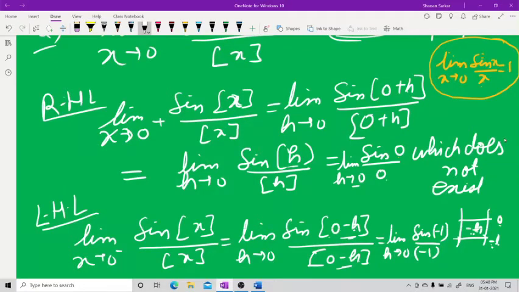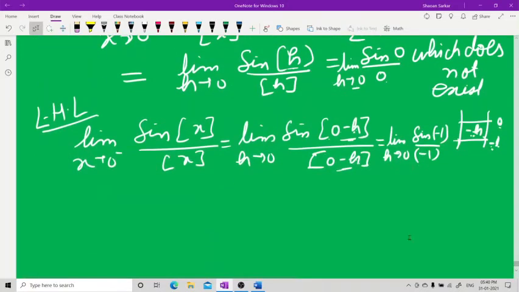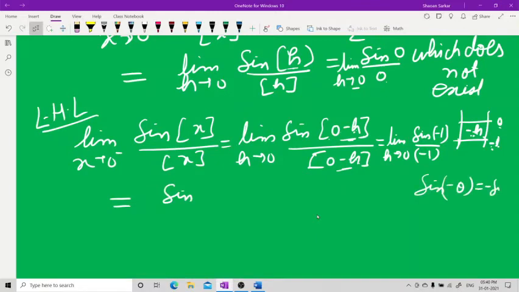So let us see what happens now. Sin minus theta is minus sin theta. Number of times I have told you, sin minus theta is minus sin theta. So this will be minus 1, and here it is minus 1. Minus 1 minus cancel. This is sin 1 by 1. So the left hand limit exists, but the right hand limit does not exist.